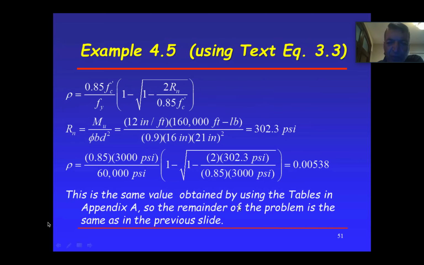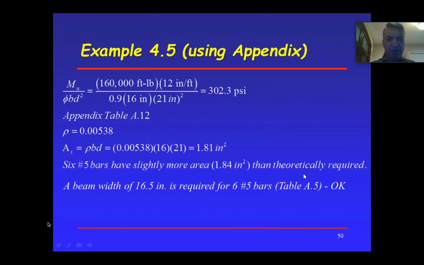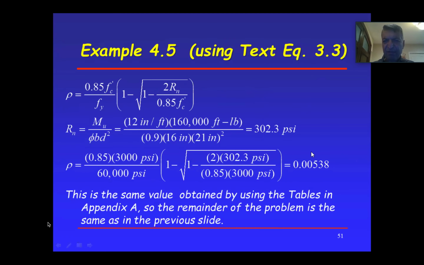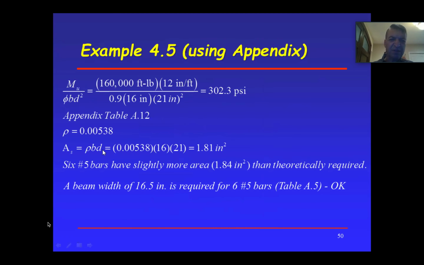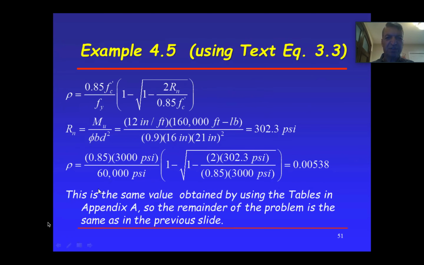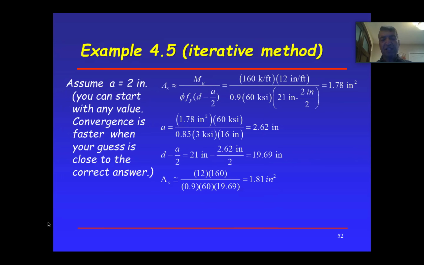This is the same value obtained by using the tables. So the remainder of the problem is the same. So meaning that once you get rho, then you're going to come here. Look how close it is. 538, 538. So after you do this, the rest is the same in here. That's the second approach. The third approach is an iterative method.